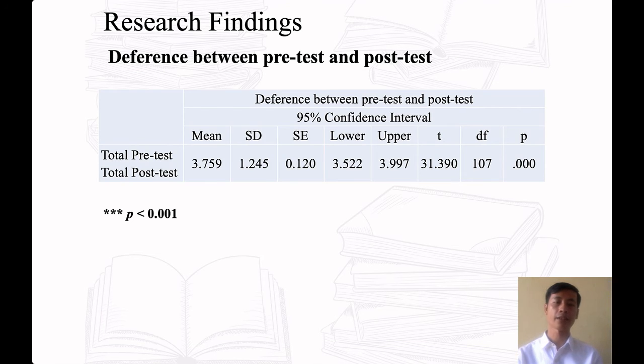Here is the significance between the pre-test and the post-test. It means the increase of the mean of the students. The mean difference is 3.759 and the standard deviation is 1.245. Okay, it means it is significant. There is a significant difference between the pre-test and the post-test. It means the students' scores increased.